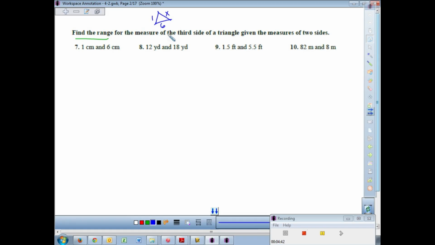6 and below is what some people said. You don't think 4 would work. What's 1 plus 4? 5. Is that greater than the third side? Would 2 work? No, 1 plus 2. So 6 and below is what you're saying doesn't work. Where did you come up with that? Would 5 work? No. Would 0 work?